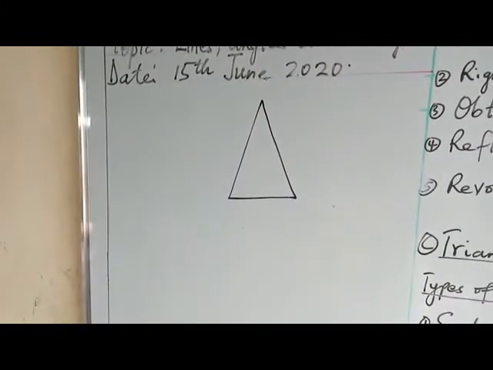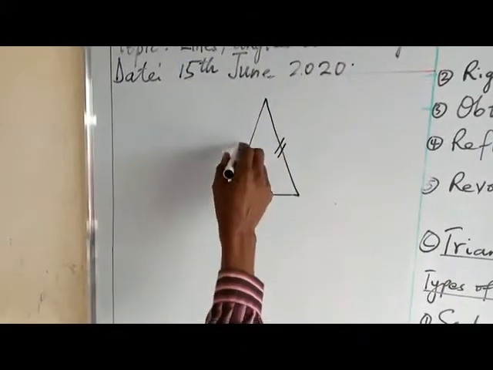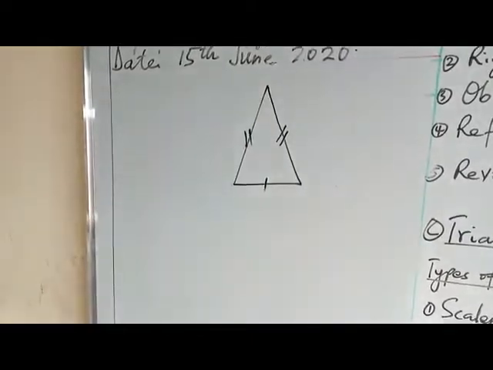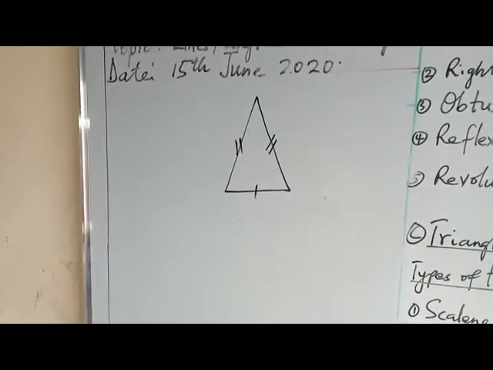This is an example of an isosceles. These two sides are the same, while this side is different. So this is an example of an isosceles triangle.